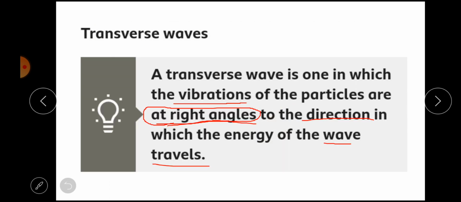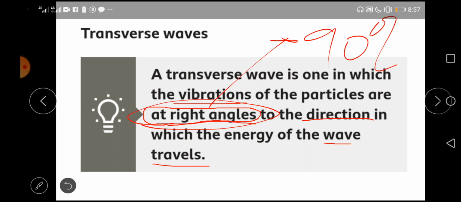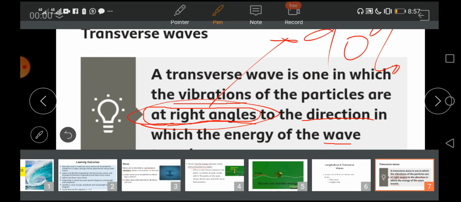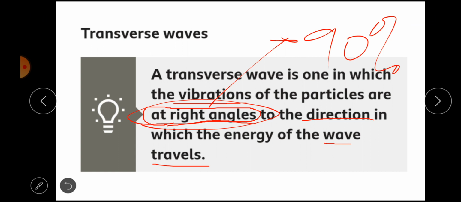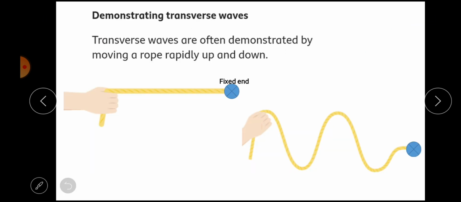A transverse wave is one in which the vibrations of particles are at right angles. So please note, the vibrations are at right angles to the direction in which the energy of the wave travels. They are at right angles, meaning they are perpendicular. They are at 90 degrees to the direction in which the energy travels. So here, this is how we can form a transverse wave.